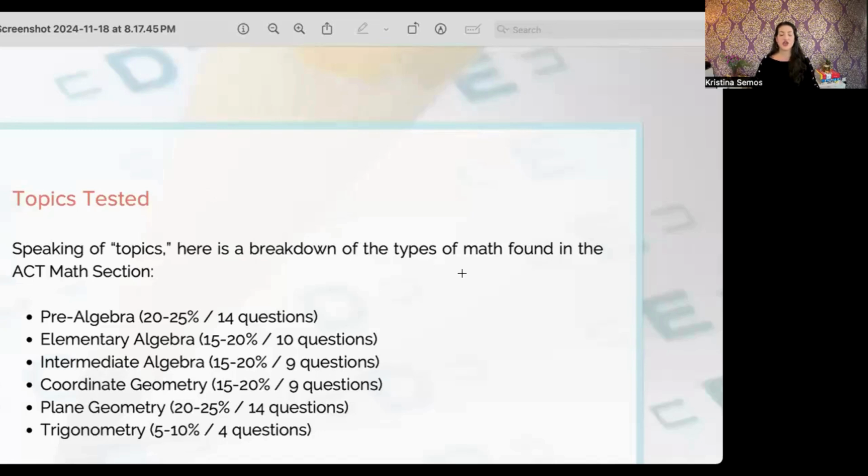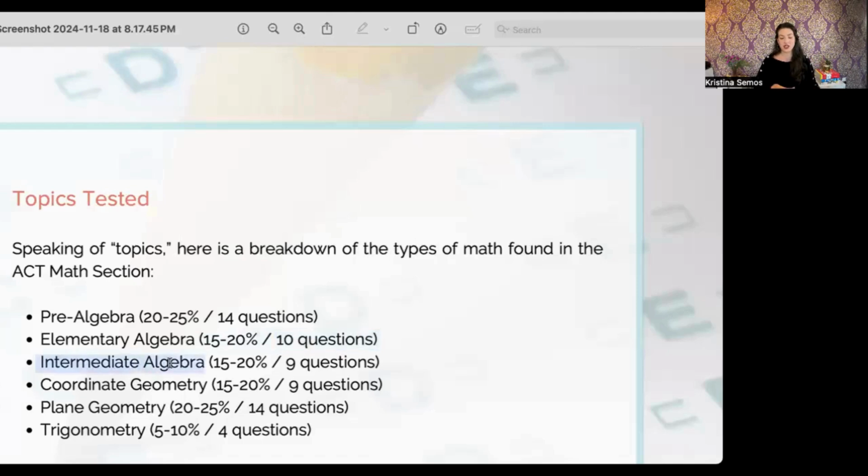Now, here is how the ACT breaks down its math topics. These are the topics that the ACT says are going to be on the math section. Here we have pre-algebra, which is approximately 20 to 25% of the test. If you are doing the current version of the ACT, the one with 60 questions, that would be about 14 questions. Then we have elementary algebra, which is somewhere between 15 and 20% of the test. And again, if you're doing the current version, it would be 10 questions approximately.